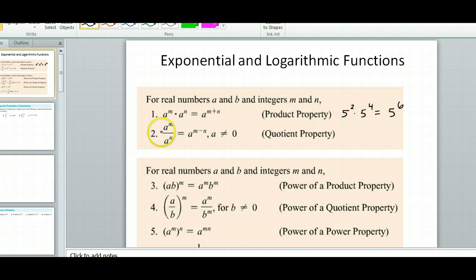Okay, and then a to the m over a to the n, we subtract when there's division. Multiply, we add the powers. Dividing, we subtract the powers. So this would be like 5 to the 9th divided by 5 to the 8th equals 5 to the 1st. 9 minus 8 is 1. 5 to the 1st is just 5.